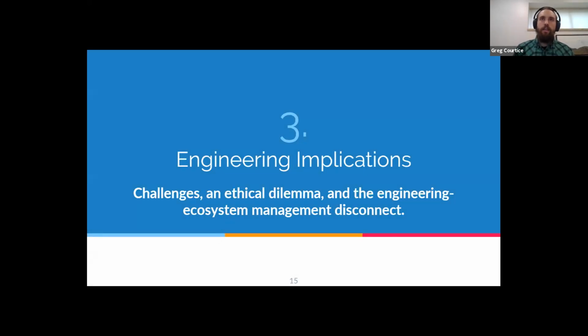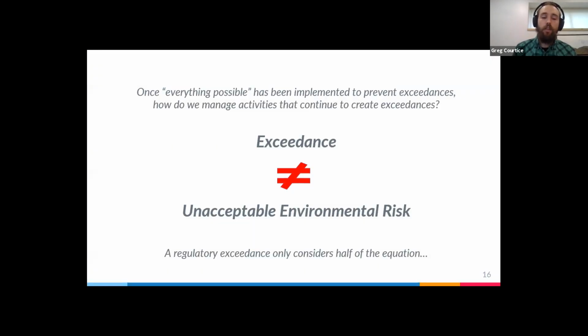So what are the engineering implications with all of this? What are our challenges? We come to an interesting ethical dilemma once you start digging into this a bit, and we have a bit of a disconnect that's at the root of a lot of these issues. So first, I just want to make a very important distinction: an exceedance doesn't necessarily indicate an unacceptable environmental risk. One is a regulatory prescribed concept, and the other is actual risk on the ecosystem.